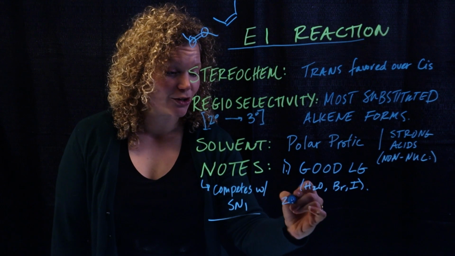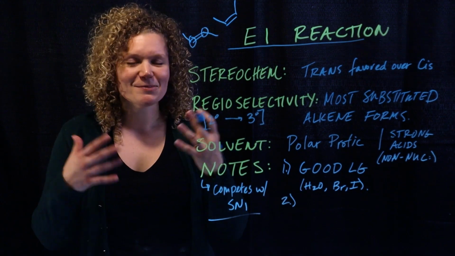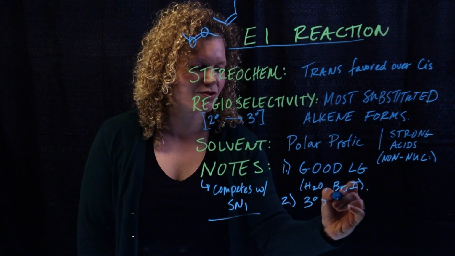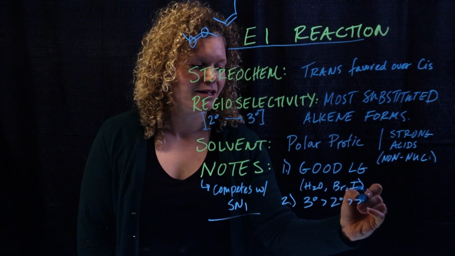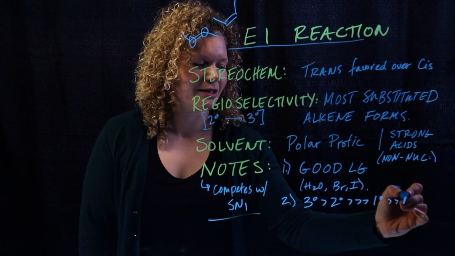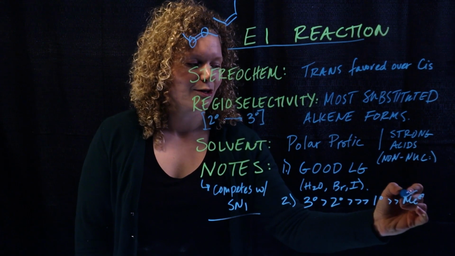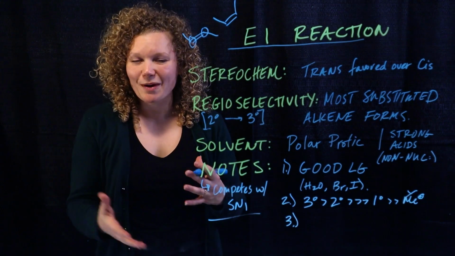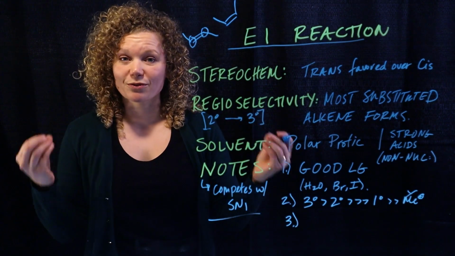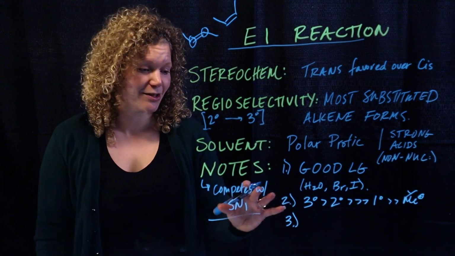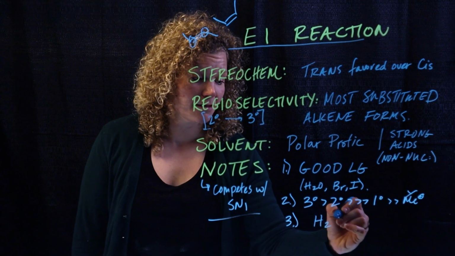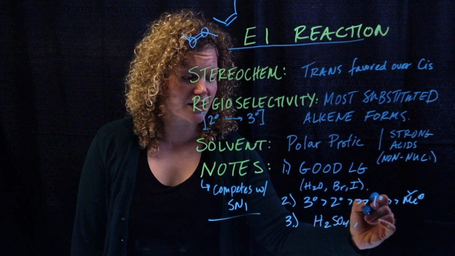Another thing you might want to write on your notes is this carbocation. Same principle as the SN1 reaction, where tertiary is more stable than secondary, which primary doesn't form, and absolutely no methyl carbocations. And the last one, you might want to put down some very specifics about what you could use for your reagents in your E1 reaction. You can think about different strong acids or phosphoric acid.